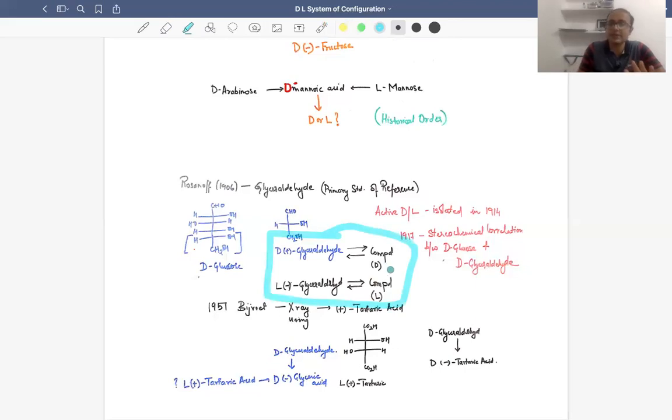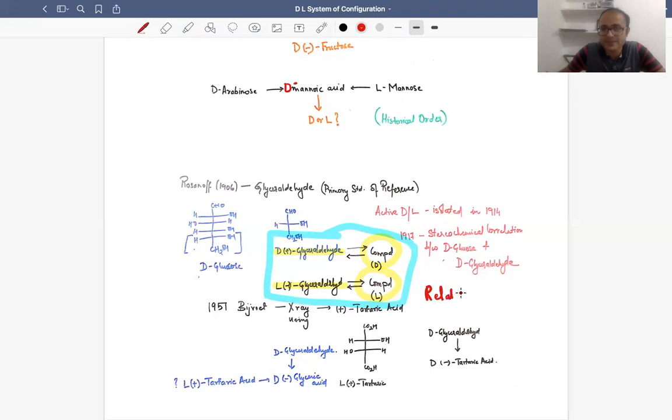So this was the ultimate definition, where the basis for D and L configuration is glyceraldehyde. On that basis we assigned the configuration of the various compounds as D or L. Since this particular way of assigning configuration is a kind of comparing the compound's configuration with glyceraldehyde, it's a relative configuration.